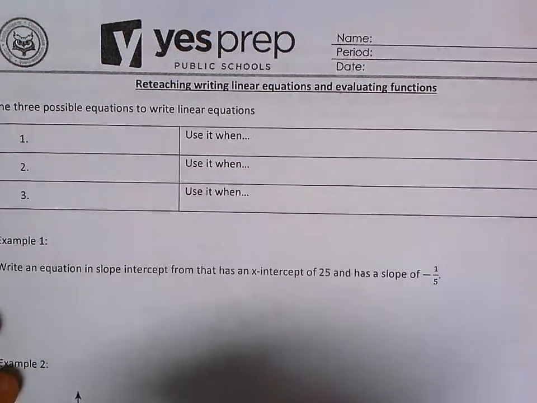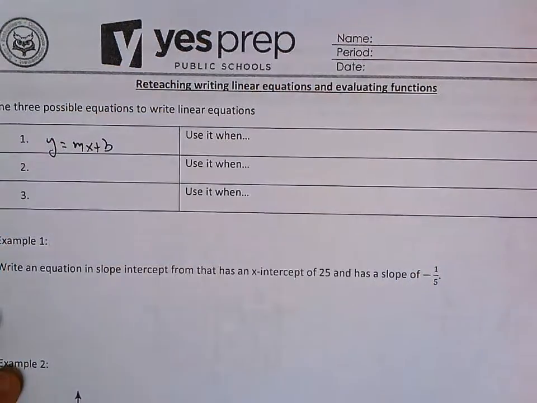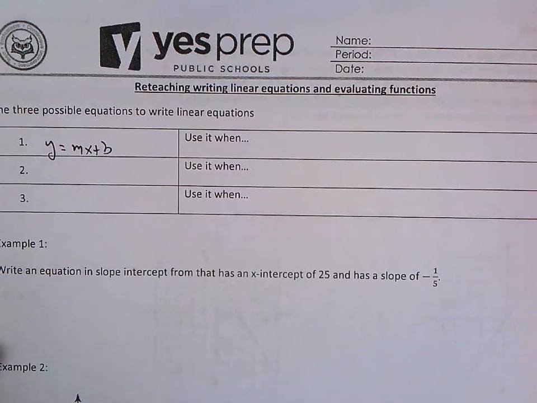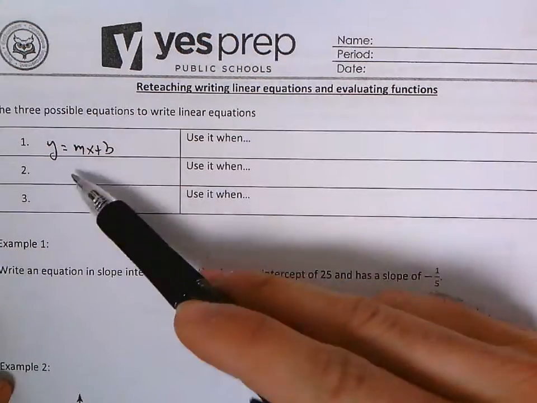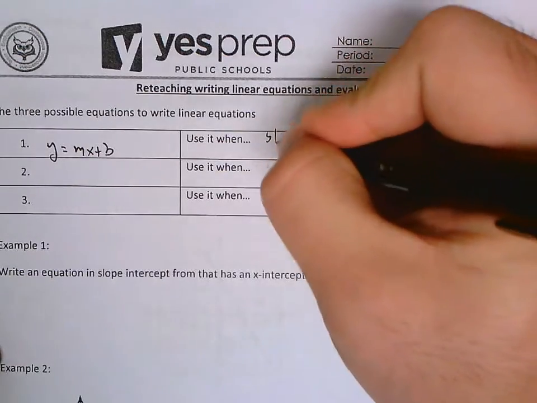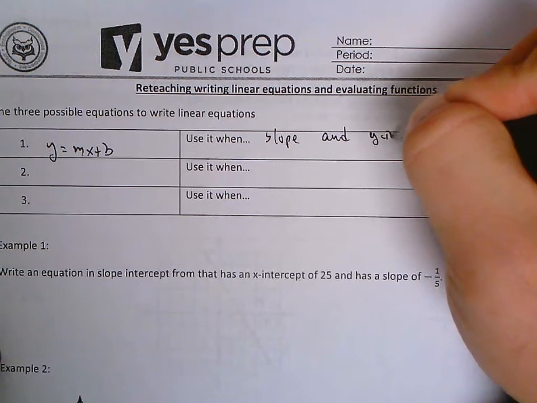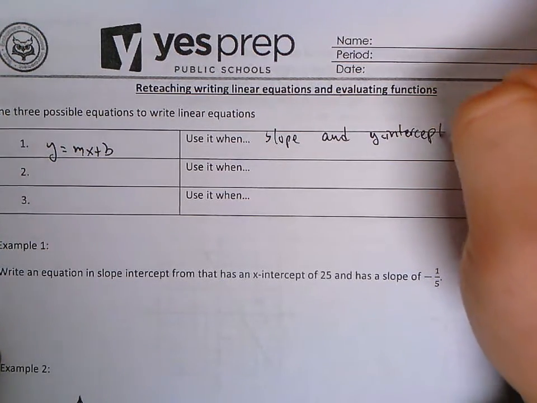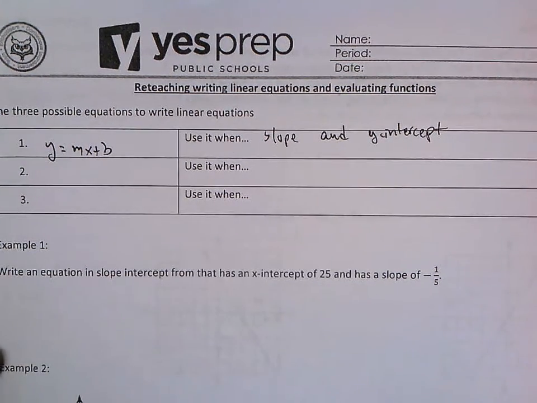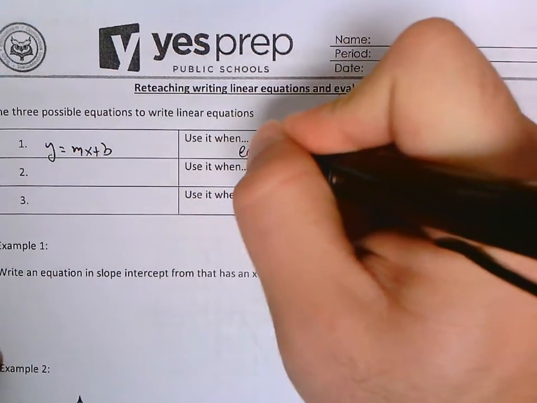The first one is slope-intercept form, which is y equals mx plus b. And slope-intercept form is very useful when you're given the slope and the y-intercept. It's actually pretty easy to write down. So use it when slope and y-intercept are easy to find. Handwriting is terrible, but that's fine.